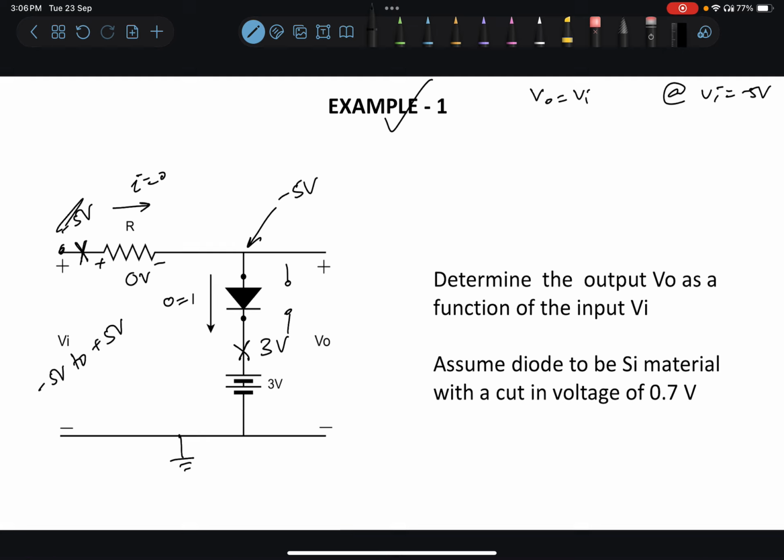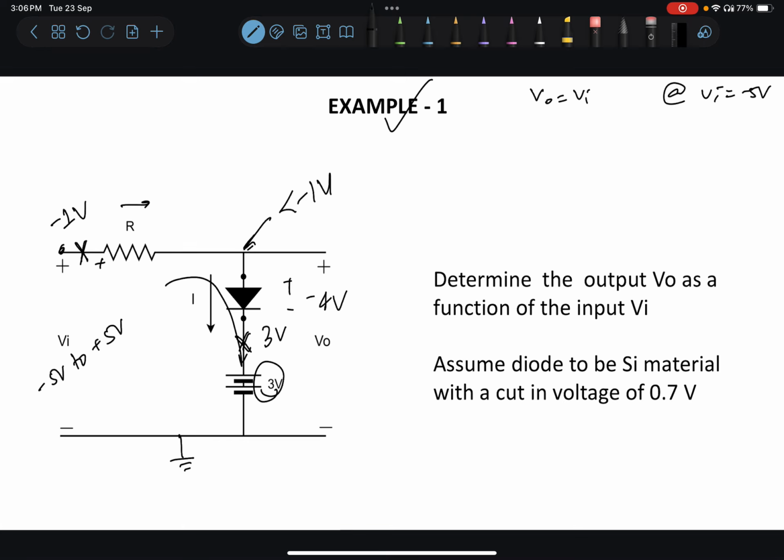Now let's say we increase the input to minus 1 volt. Again we may assume that the diode is on and that there is some current flow through the diode, which means that current flows in this direction, and again this potential will be less than minus 1 volt, and this is clamped at 3 volts by the DC battery. So again the potential across the diode is minus 4 volts, and again we may say that D is actually off and the assumption that we made is incorrect.